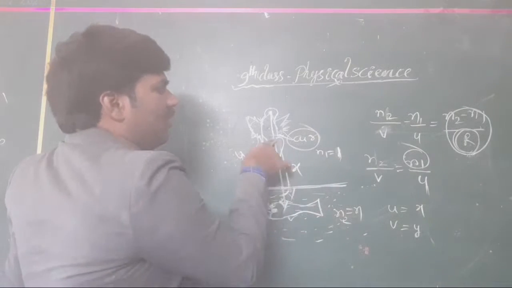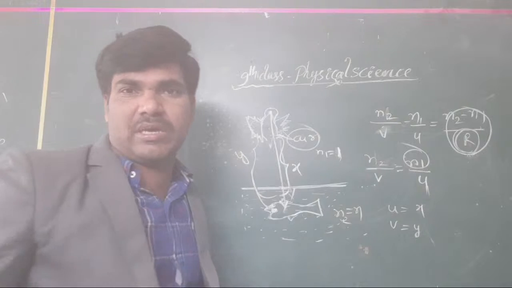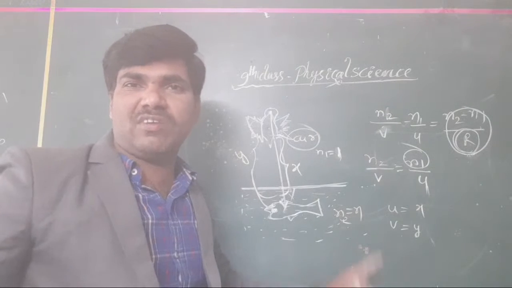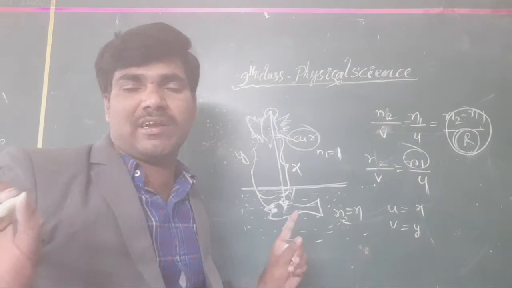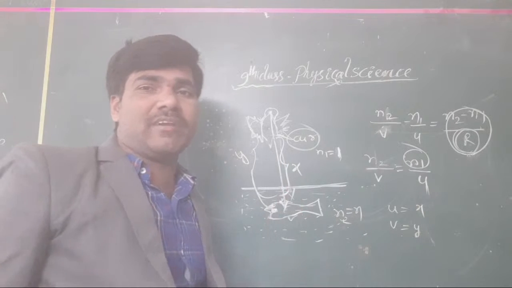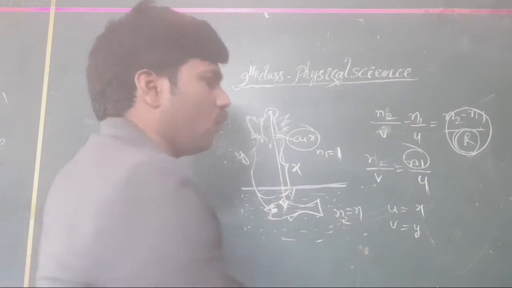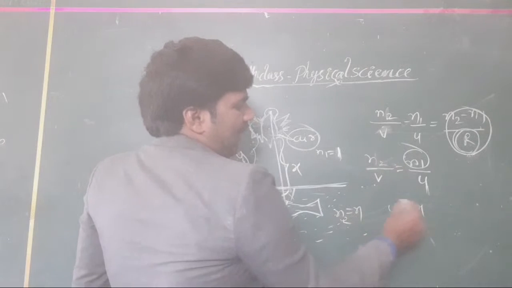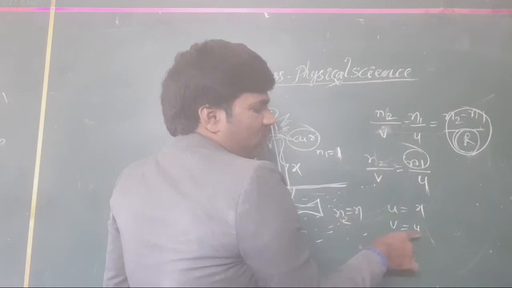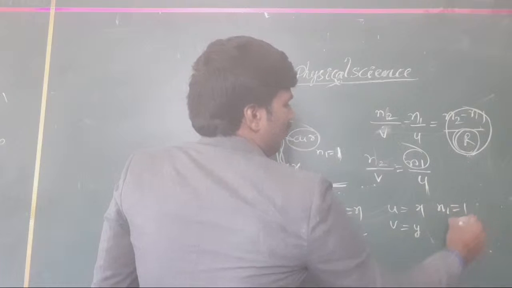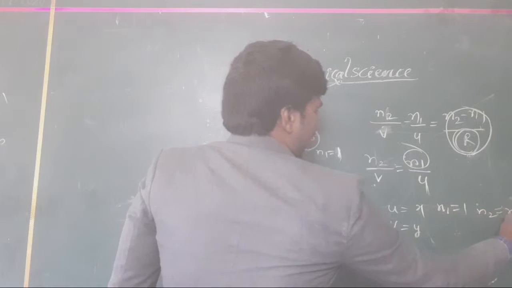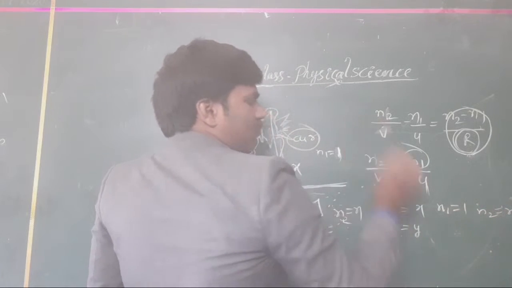Whatever the distance from here to here, that is the same as here to here also appears for our fish. Is it correct? In case there is no vertical shift... but compulsorily the vertical shift is there. How do you know? Once you substitute all the values: u is equal to x, v is equal to y, n1 is equal to 1, n2 is equal to n.